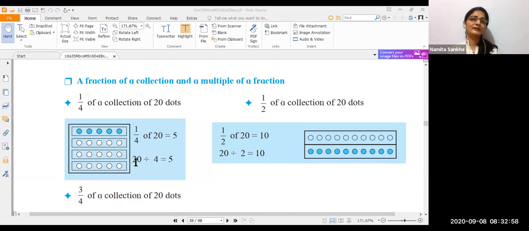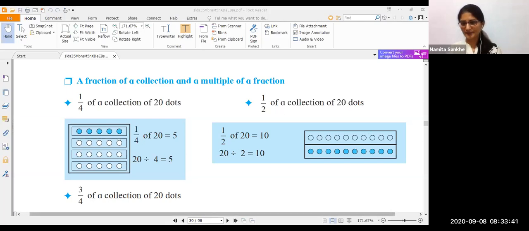So how to find that? We will divide the total number of dots by the denominator. See here in the fraction, the first one, the numerator, which is 1, tells us that it is only a first part, only 1 part of those dots. And 4 tells us there are 4 sets, so it comes to 20 dots. So 1 by 4 of 20 is equal to 5. So 20, if you divide it by 4, you get 5 dots. So that is 1 part from the collection of 20 dots.